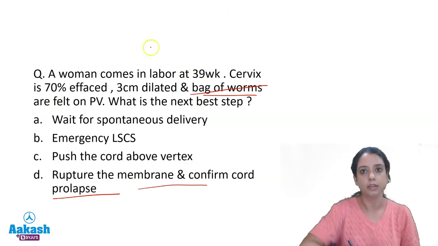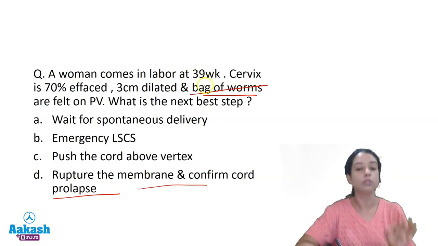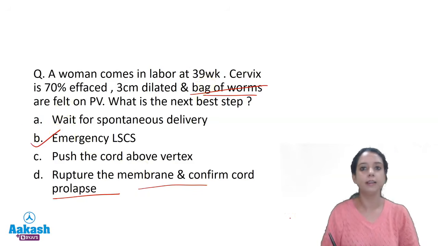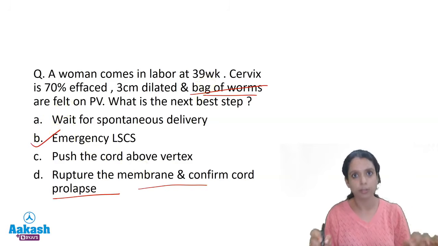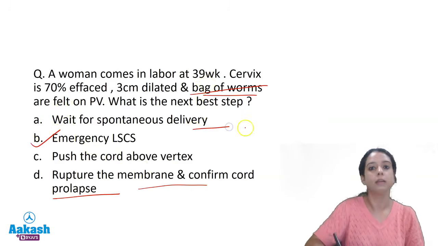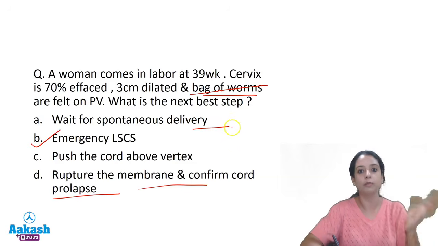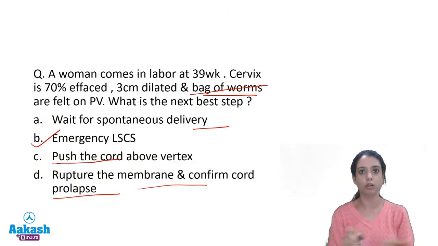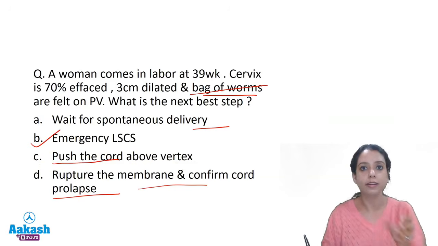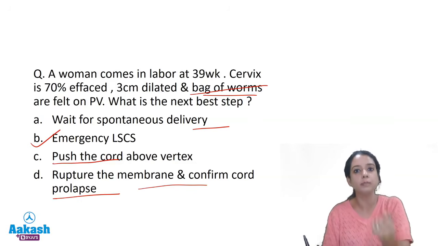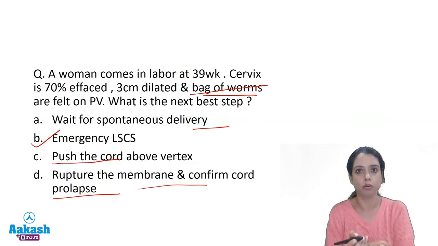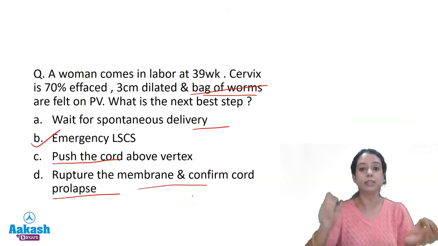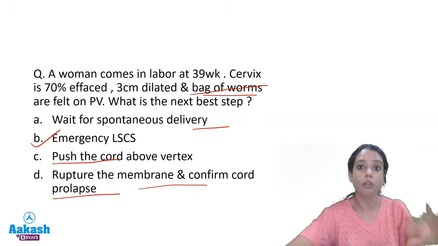Now she is 3 cm, not very close to vaginal delivery. So what will help for immediate delivery? Emergency LSCS will quickly and safely deliver the baby, and that is your aim. You will not wait for spontaneous delivery because in spontaneous delivery the membranes will rupture and cord prolapse will happen. Pushing the cord, we discussed in the last video also, is not done, because if you try to push the cord even in cord prolapse, you will stimulate it and cause more vasospasm. You will harm the baby more. So you will never push the cord. Your answer is emergency LSCS: deliver the baby before the membranes rupture.